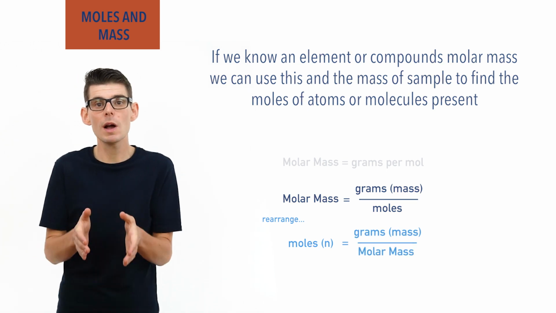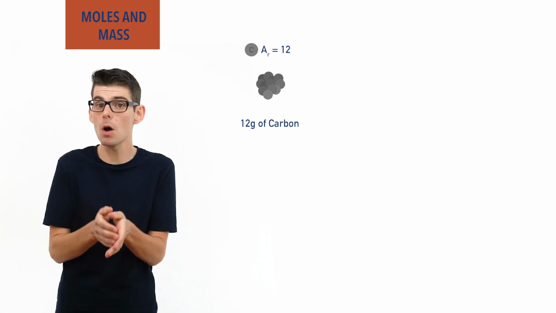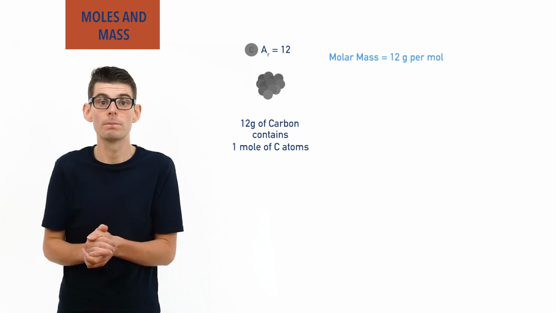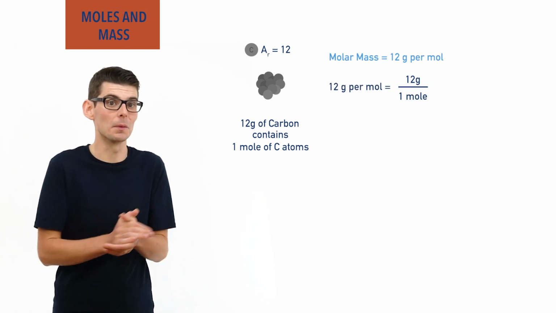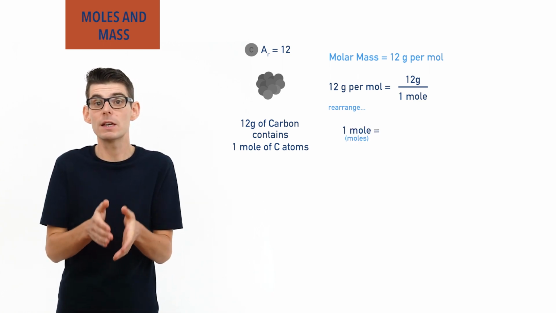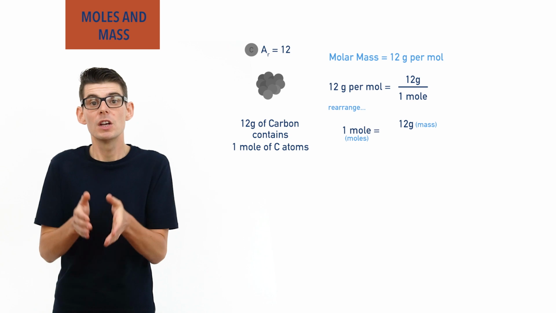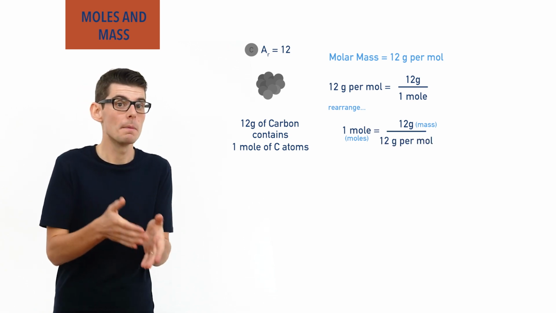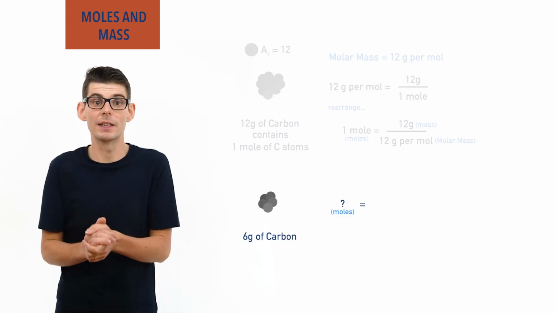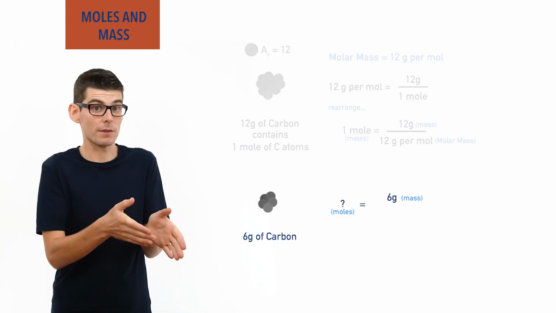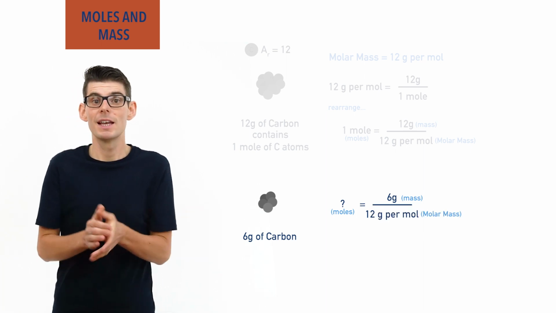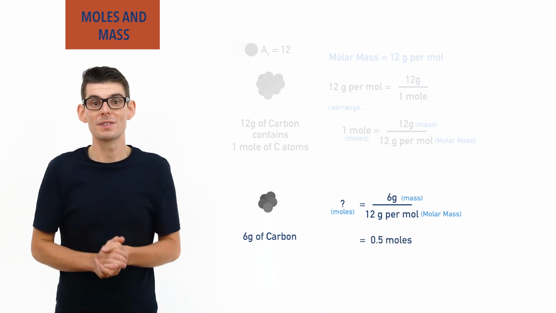For example, 12 grams of carbon contains 1 mole of carbon atoms. Its molar mass is 12 grams per mole: 12 grams divided by 1 mole. Rearrange this and we can see 1 mole of carbon equals 12 grams, mass of sample, divided by 12 grams per mole, molar mass. The moles of carbon atoms in a sample of 6 grams then equals 6 grams, mass of carbon sample, divided by 12 grams per mole, carbon's molar mass, giving 0.5 moles.